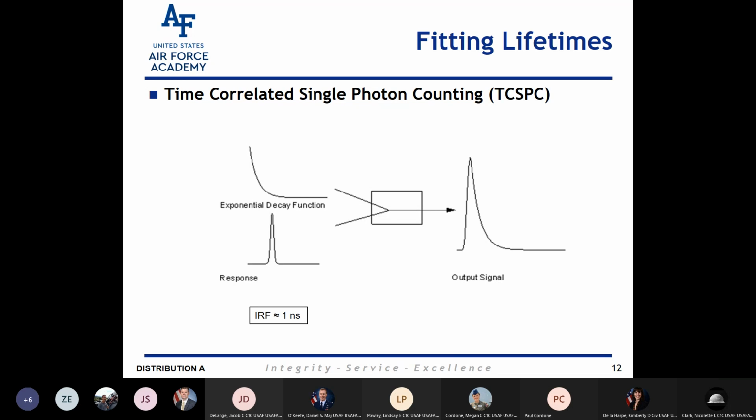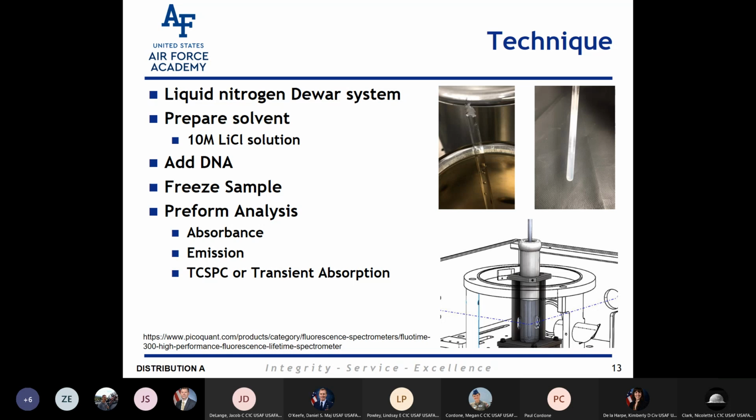So our job in processing data is being able to back out what's part of our instrument response function and how much of that signal is actually from the decay of the molecule itself. That sounds like a lot of science. Here's how we actually did it in the lab.